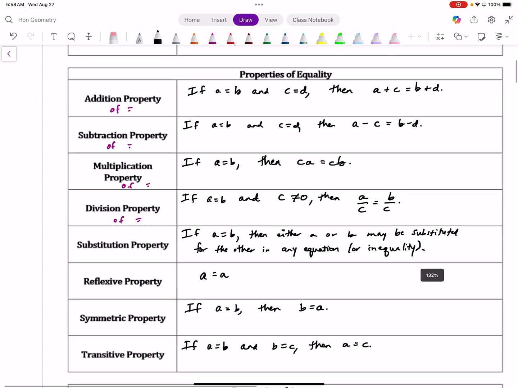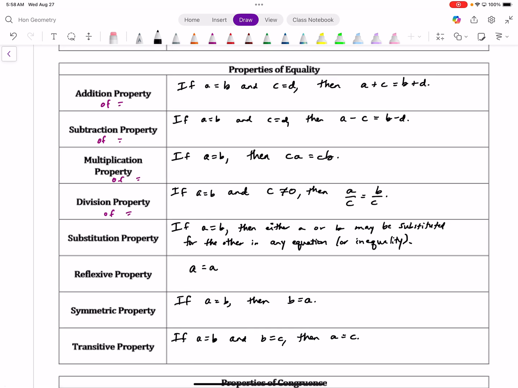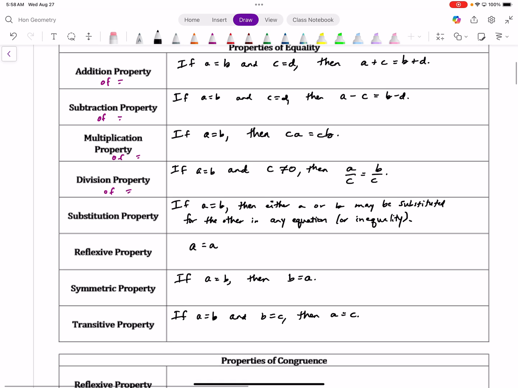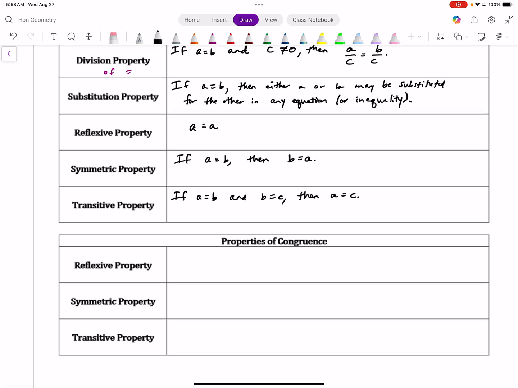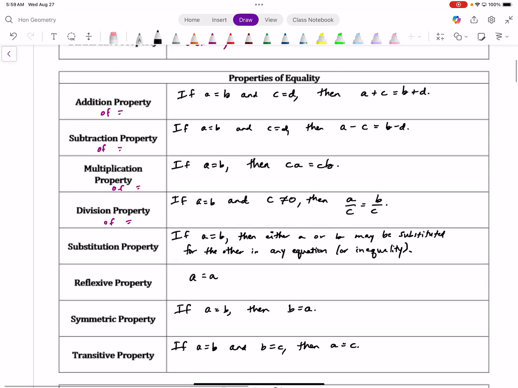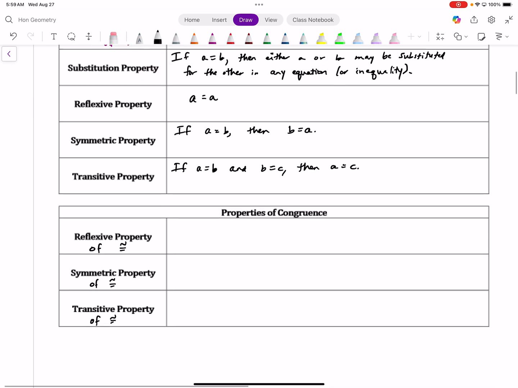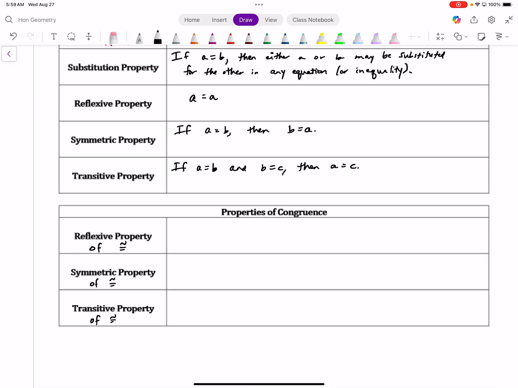All right, so go back through those, pause the video. Make sure you've got the names down, like the difference between the reflexive property, the symmetric property, and the transitive property. There's also properties of congruence: a reflexive property of congruence, a symmetric property of congruence, and a transitive property of congruence. Now remember, when we use the word congruent, we've got to be talking about shapes, not numbers. So that's why there is no addition, subtraction, multiplication, or division property. We add numbers, we subtract numbers, we divide by numbers. These are all shapes. So there's only the reflexive, symmetric, and transitive properties.